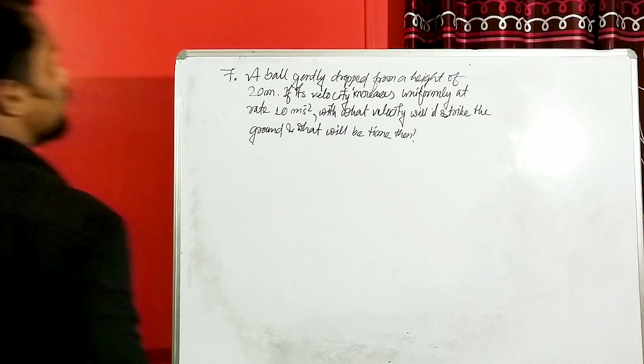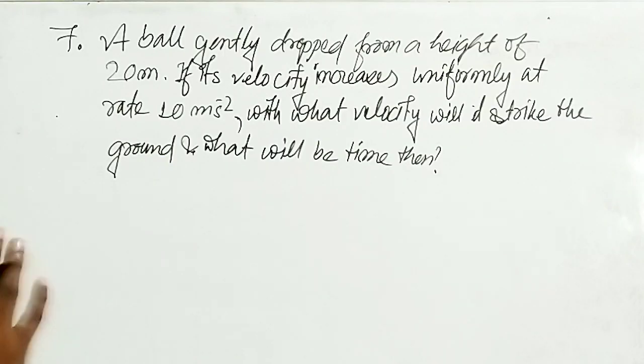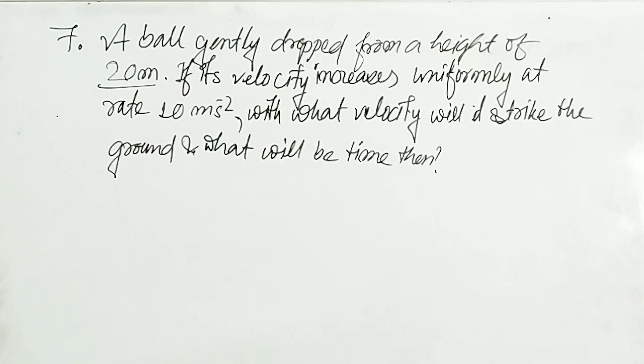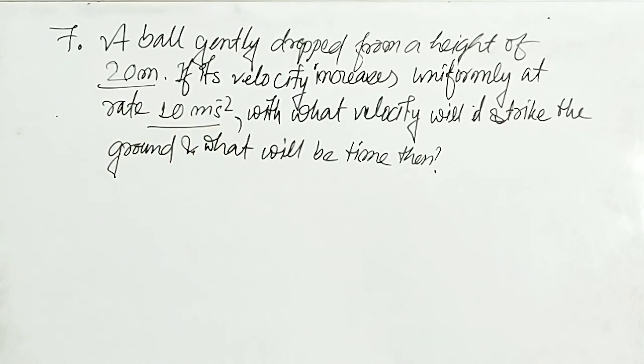Okay, this is our next question, the question number 7. What is this question actually saying? This question is saying that a ball is gently dropped from a height of 20 meters, right? I will explain what the height is here. And the second thing is that the velocity increases uniformly at a rate of 10 meters per second square. Now the unit is meter per second square. That means 10 meters per second square will be the acceleration. Now it's asking with what velocity will it strike the ground and what will be the time when it reaches the ground. That means what will be the time then.